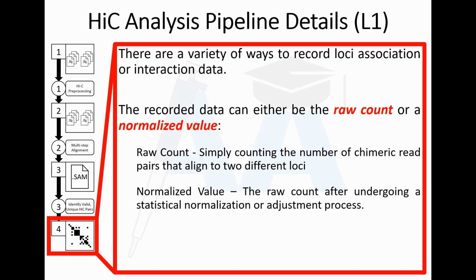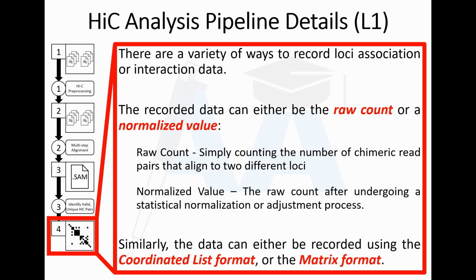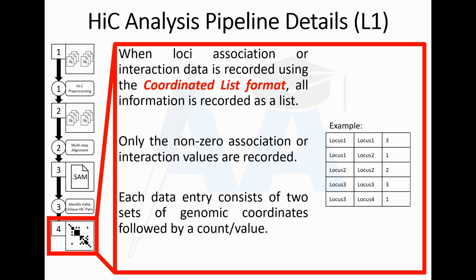From a technical standpoint, there is the matter of whether the data has been recorded using a coordinated list format or a matrix format. When the data is recorded using a coordinated list format, all information is recorded as a list, with each entry on the list consisting of two genomic coordinates and a raw count or normalized value corresponding to the association between those two genomic locations. Only non-zero values are recorded. An example of this can be seen on the right.